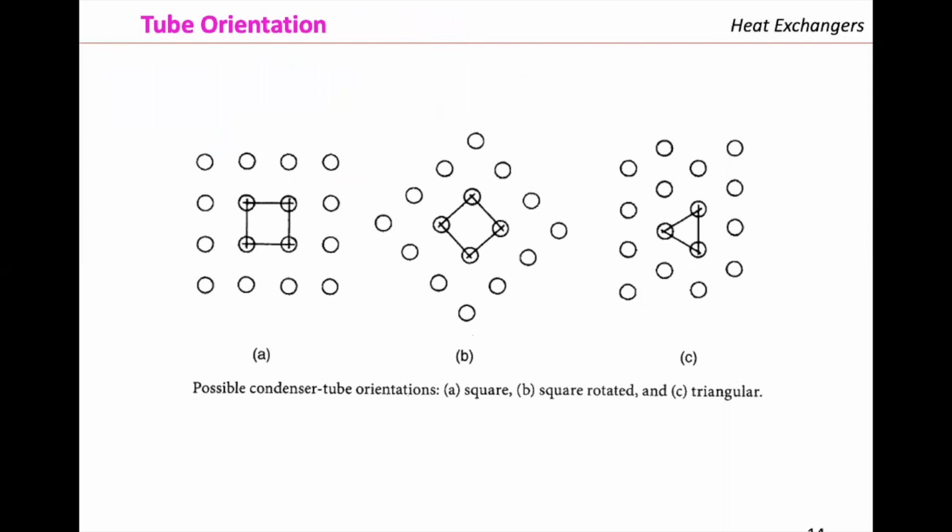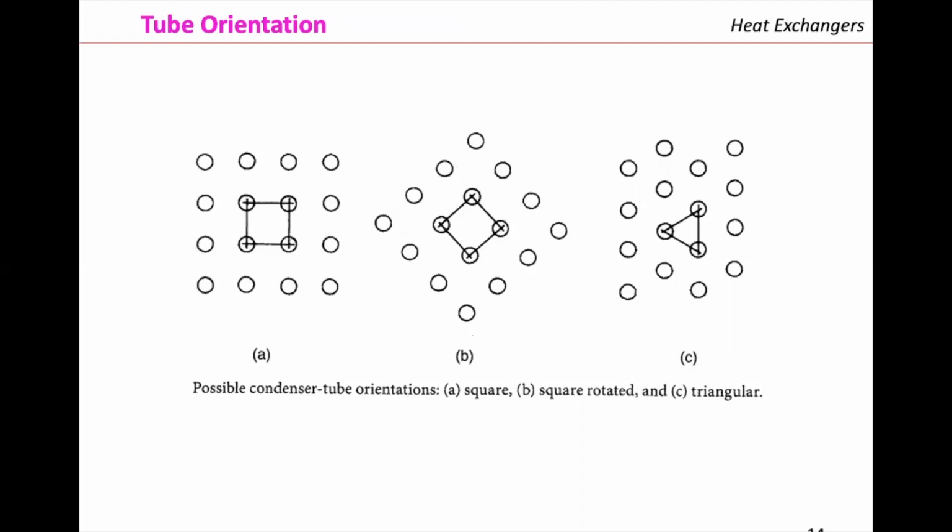We can have different tube orientations, and we are going to talk more about that when we deal with the design of shell and tube heat exchangers. But here are some common orientations that you can find in practice: the square, rotated square, or triangular. This is how you arrange the tubes inside the shell, okay? And it depends on the service your heat exchanger is given, okay?